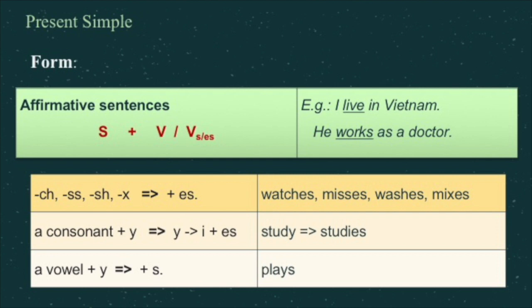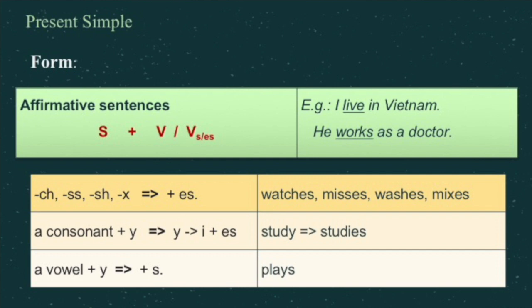We add es to the verbs if it ends with ch, double s, sh, or x, like watches, misses, washes. If the verb ends in a consonant, phụ âm, and y, we need to change y into i and then add es, like studies. But if the verb ends in a vowel, nguyên âm, a, e, i, o, u, and y, we just add s, like plays.